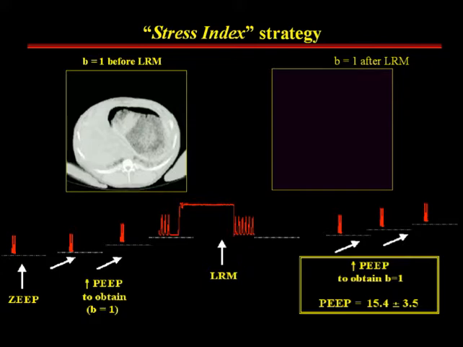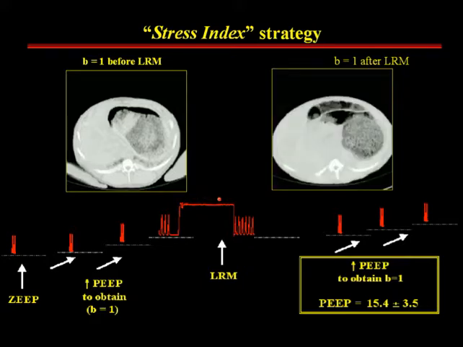The difference is that after the application of the recruiting maneuver, because of the recruitment of previously collapsed units, the ones that were described here, we had to further increase the PEEP level in order to maintain the stress index equal to 1. So this was our control.